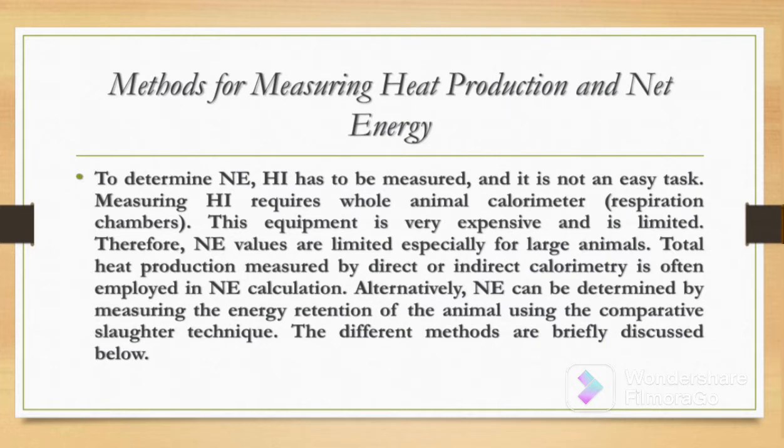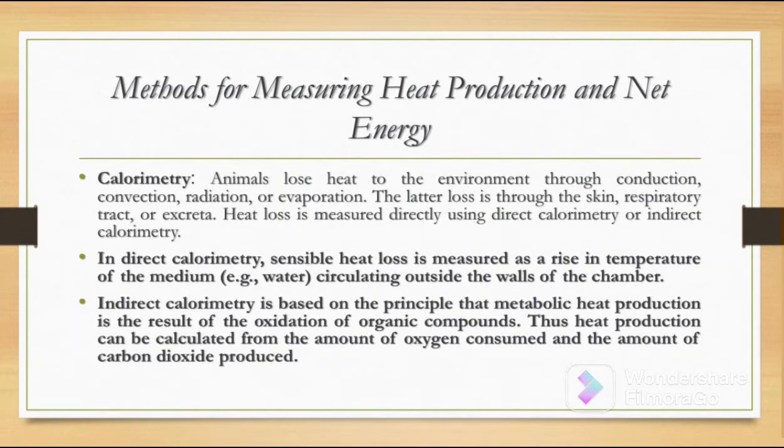Total heat production measured by direct or indirect calorimetry is often employed in NE calculation. Alternatively, NE can be determined by measuring the energy retention of an animal using the comparative slaughter technique. First, we have the calorimetry. Animals lose heat to the environment through conduction, convection, radiation, or evaporation. The latter loss is through the skin, respiratory tract, or excreta. Heat loss is measured directly using direct calorimetry or indirect calorimetry.